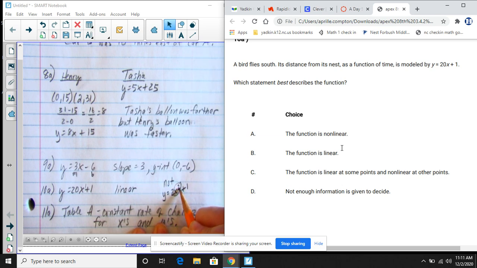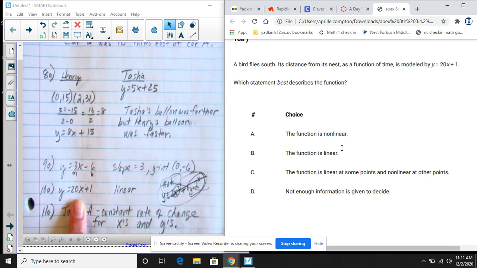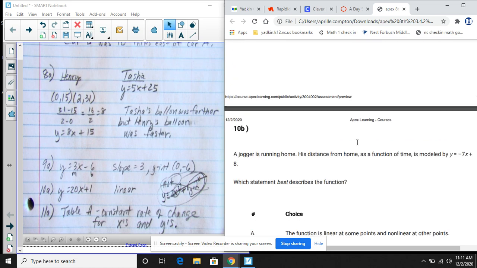It could be x to the third, x to the fourth, or even it could be where x is your exponent. That is not linear either. These are not linear. But if x has a power of 1, it is linear. And then table A for 11a.